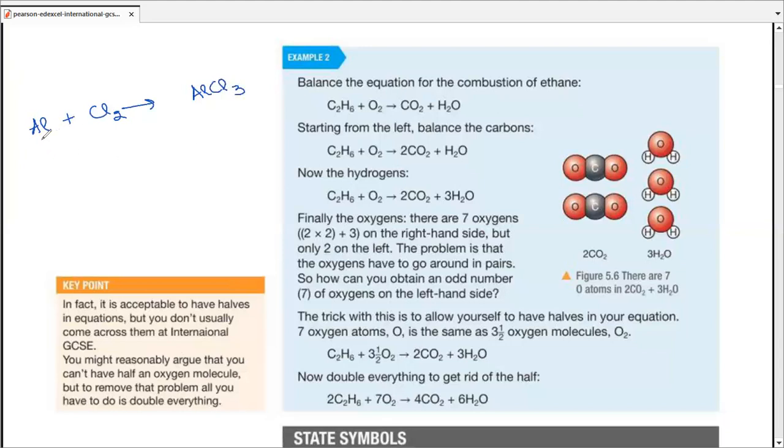For example, if you look at it, one aluminum over here, one aluminum over here. We have two chlorine over here, three chlorine over here. If you want to go with whole numbers, sometimes students write 1.5 over here, and then you have to write 1.5 over there. Then there would be many decimals along the equation. This doesn't look good as written in the key point over here. Doubling everything is a better idea, a much better idea, right?